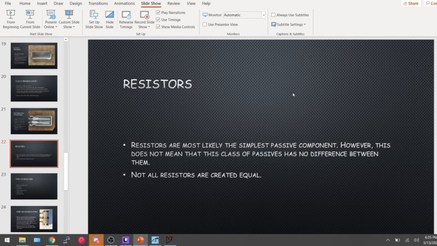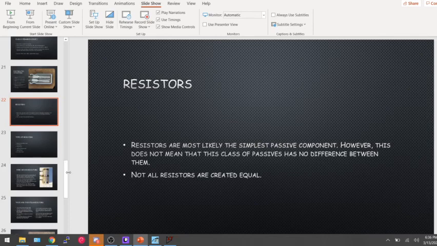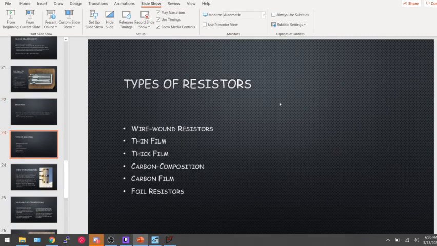Now, so resistors are pretty innocuous, right? You don't really think too much about what the resistor looks like or what it does, but there's quite a big difference between capacitor, or I'm sorry, resistor. I'm so used to saying capacitors. Now, let's talk about the types. So there's wire-wound resistors, thin film, thick film, carbon composition, carbon film, and metal film, and foil resistors. And there's a good reason why you shouldn't use certain things in certain applications.